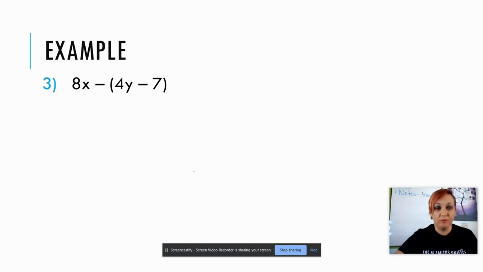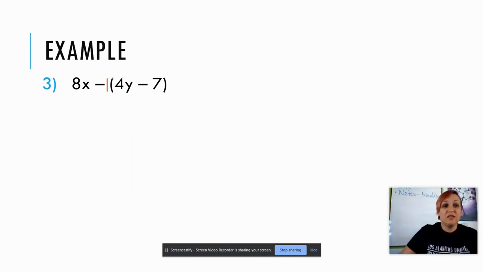In this problem, again, I'm going to be distributing. I'm not going to distribute the 8x. It's too far away from the parentheses. But right next to my parentheses, I have a negative sign. And technically, there's an invisible 1 right in front of my parentheses. Everything in the whole entire world is being multiplied by an invisible 1.